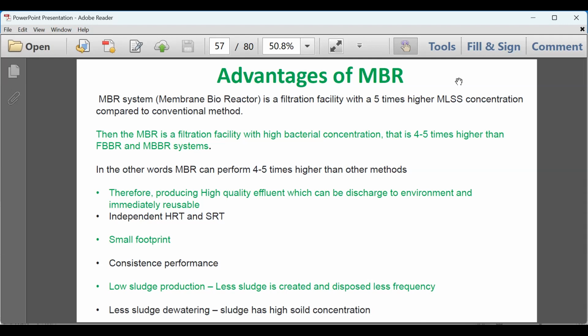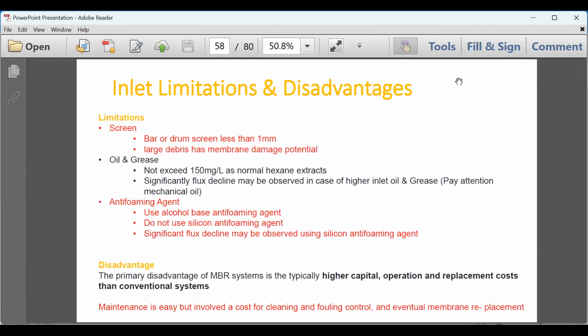Then low sludge production. Less sludge is created and disposed, less frequency, less sludge dewatering. Sludge has high solid concentration, therefore less sludge dewatering. Those are the advantages of MBR. Now move to disadvantages and inlet limitations.